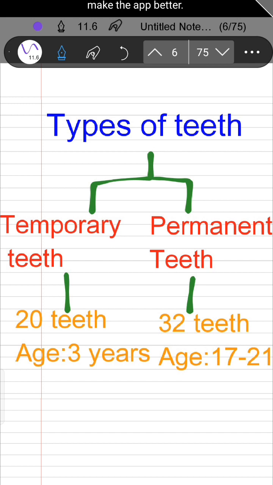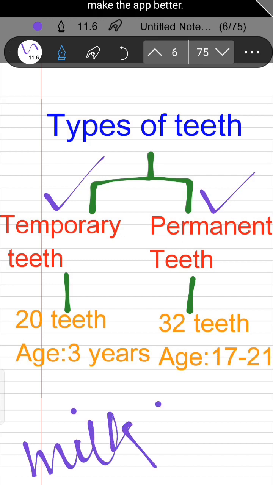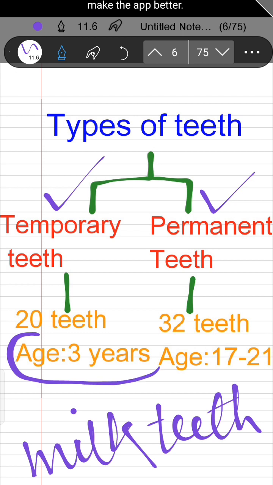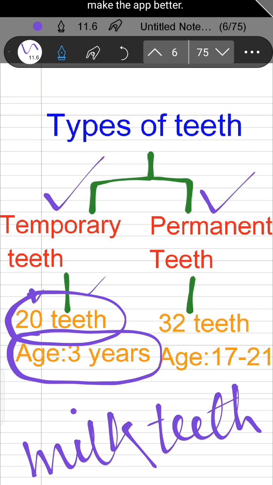Types of teeth. So what are the two types that we can see here? Temporary teeth and permanent teeth. What are these temporary teeth? They are also called milk teeth. They actually appear completely at the age of 3 years. At the age of 3 years, all the milk teeth or temporary teeth appear. How many are there in number? 20. There are 20 milk teeth that appear at the age of 3, 10 in the upper jaw and 10 in the lower jaw.